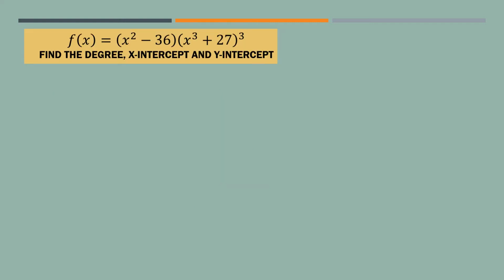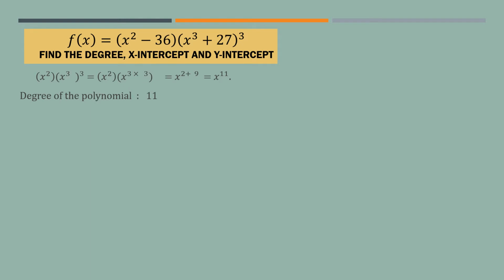Let's take this function f of x equals x squared minus 36 times x cubed plus 27 whole cubed, and let us try to find the degree of this function and the x-intercept and the y-intercept. The degree is obtained by the highest power of x. When we expand, for the first factor x squared is the highest power. The second factor will be x cubed whole cubed. So when we simplify, we get x raised to 11. So the degree of this function will be 11.